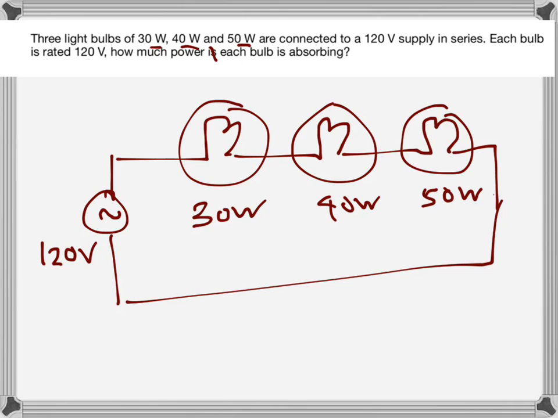So what we can do, first we can find the resistance of each of the bulbs, because each of the bulbs' rating is given. 120 volt is the voltage rating and the power rating is 30 watt or 40 watt, 50 watt, depending on the bulb. So the resistance of the 30 watt bulb: P is equal to V square over R, so R will be equal to V square over P.